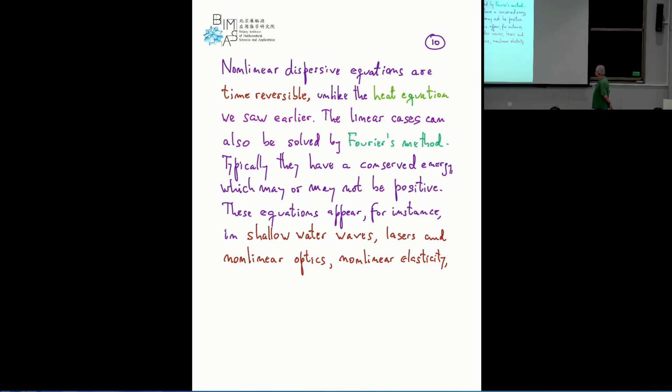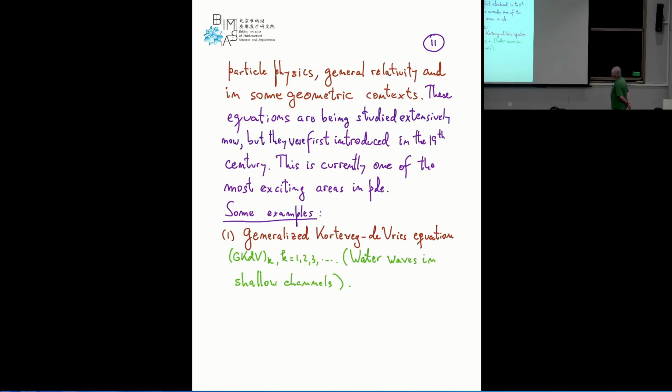These equations appear, for instance, in the study of shallow water waves in channels, for example. Lasers, which I'm using right here in the pointer. Actually, I'm not using it, but lasers are used every day in many things. And they arose as a consequence of the study of the nonlinear Schrödinger equation, which is not something I'm going to discuss today. But other things in which they're used are nonlinear optics, nonlinear elasticity, particle physics, general relativity, and also in geometric contexts associated to this. Okay? So these equations are now being studied very extensively, but they were first introduced in the 19th century.